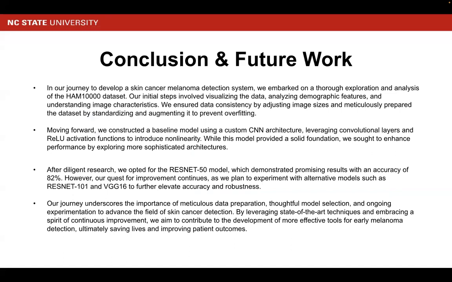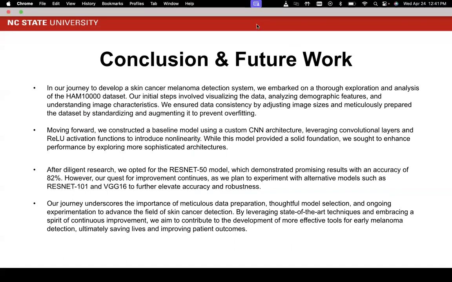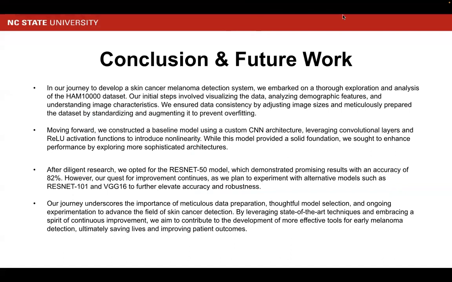So, in conclusion, we started off by finding the right data set. Then we did some data analysis and prepared our data. We went forward to use the CNN architecture as a baseline model and then used ResNet 50 as a proposed model. The ResNet 50 model holds substantial promise in classifying skin lesions with high accuracy. Moving forward, we will explore further adjustments to our model and probably try to implement some other model or improve the accuracy.